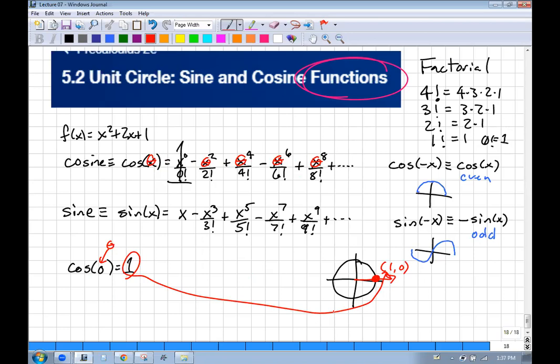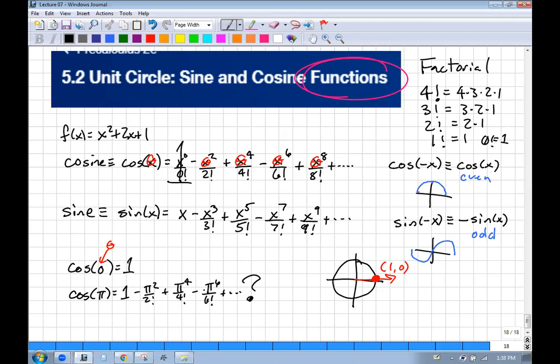All right. So let's look at pi. What if I want to know what cosine of pi is? Well, apparently, according to this, it's going to be 1 minus pi squared over 2 factorial plus pi to the 4th over 4 factorial minus pi to the 6th over 6 factorial. And what the hell is that? I have no idea what that adds up to, okay?